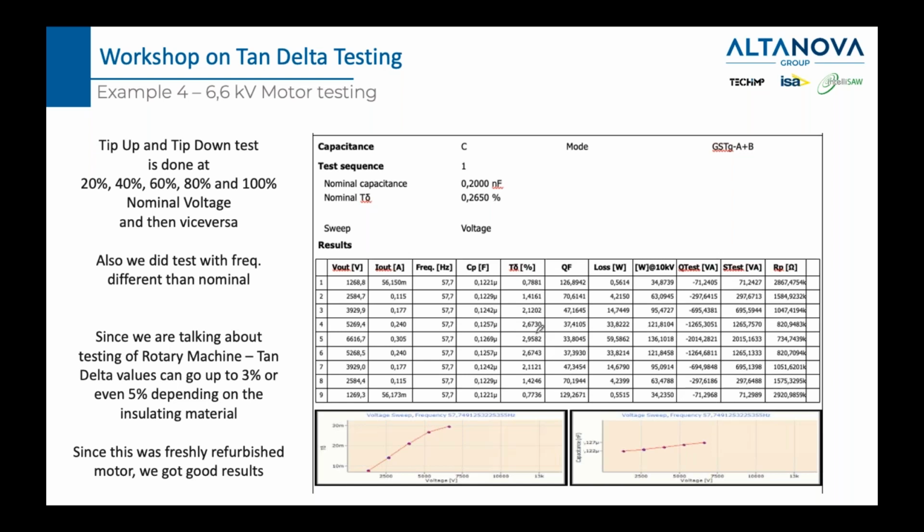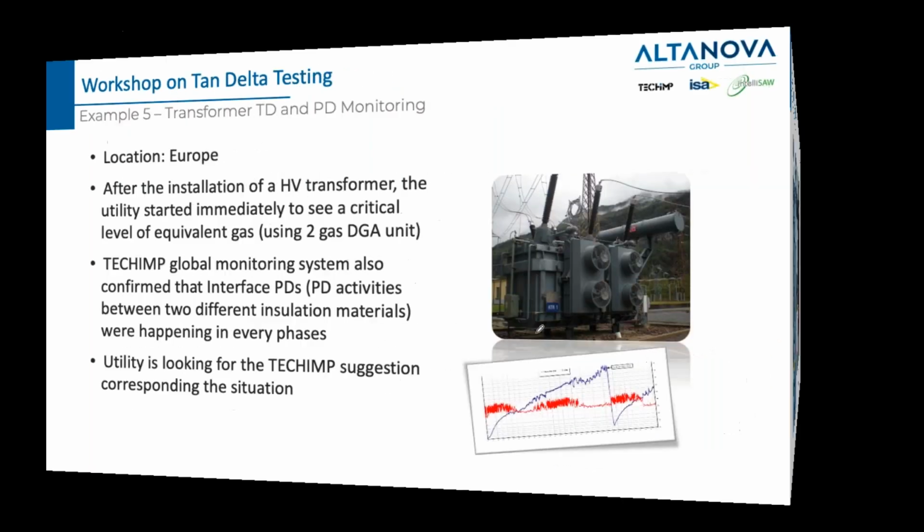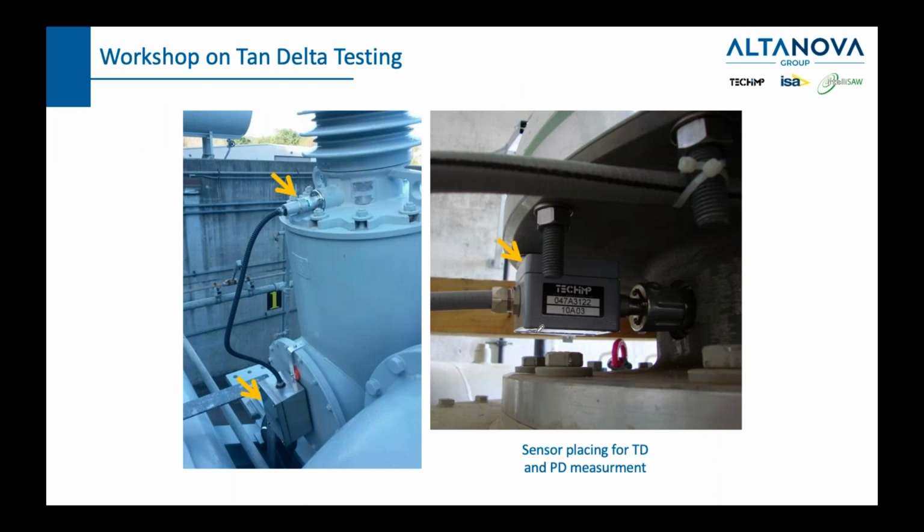And let me now show another example, and then we'll have a poll. This was an example, this still is an example, where we combined monitoring of partial discharge and monitoring of tan delta or power factor, and also monitoring of DGA. It was a transformer in Italy, and we took the value of power factor and tan delta from the same place.